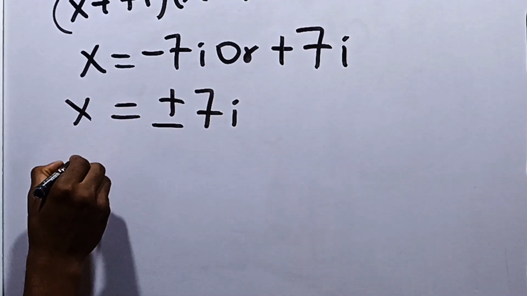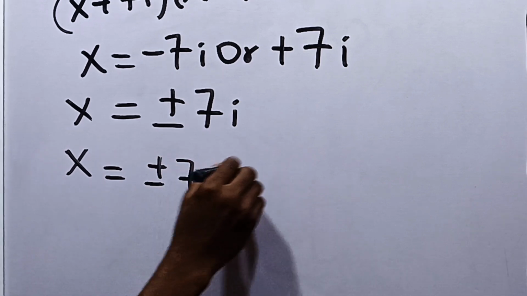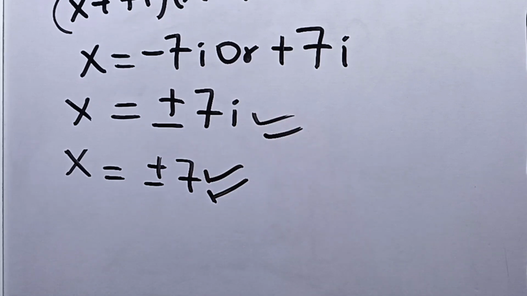Now, the first answer we got is that x is equal to plus or minus 7. Okay, so these are the 4 answers for x in this question.